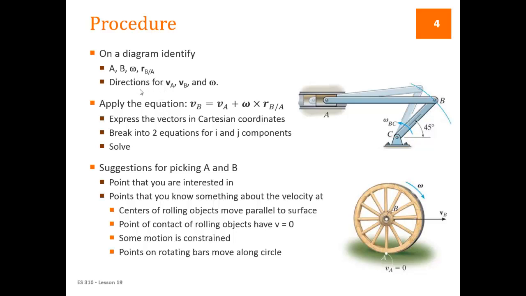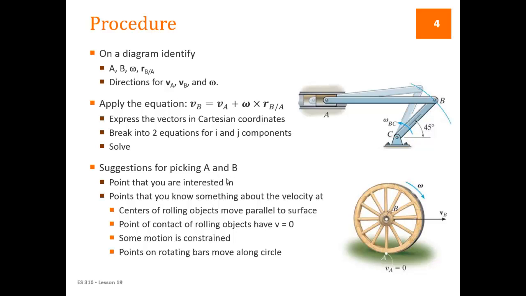We're going to define our directions for velocity of A, velocity of B, and omega. Then we're going to apply our vector description of the velocity of B. This is actually two equations. It looks like one, but there's an i hat part and a j hat part of each of these terms, so we can break this into two equations of i's and j's, and then we can solve. We can solve for up to two unknowns using this equation. If we pick the right A and B, things get a whole lot simpler. For one thing, you're going to pick the point that you're interested in.